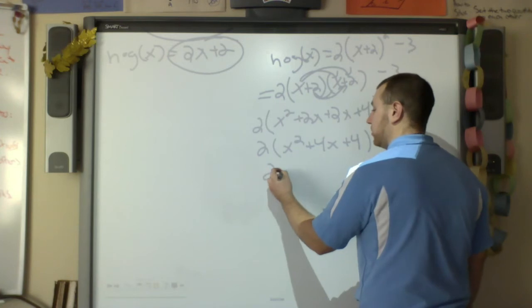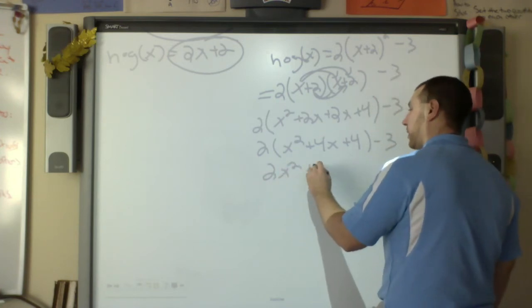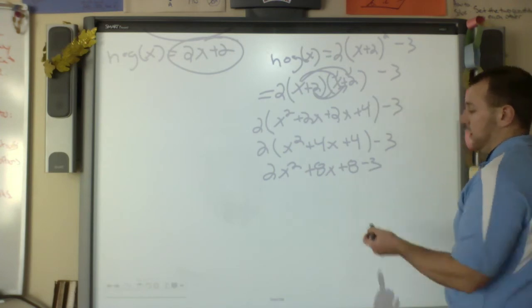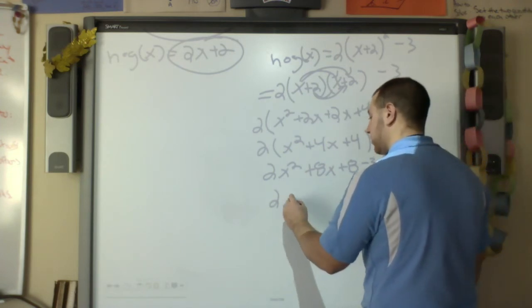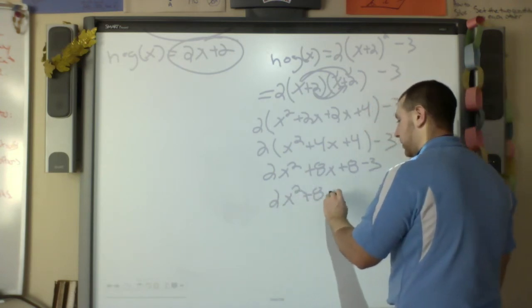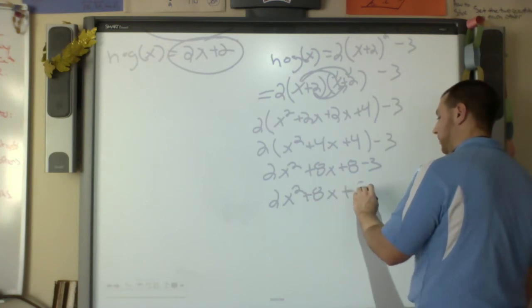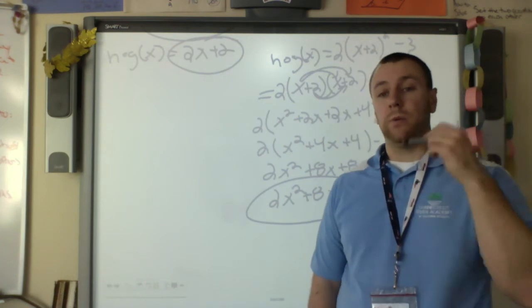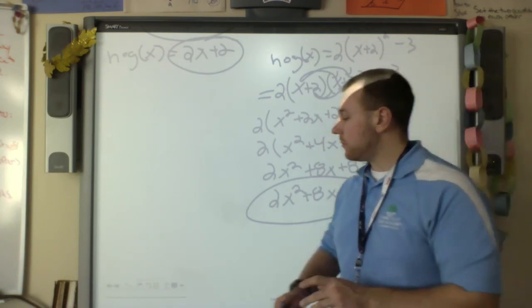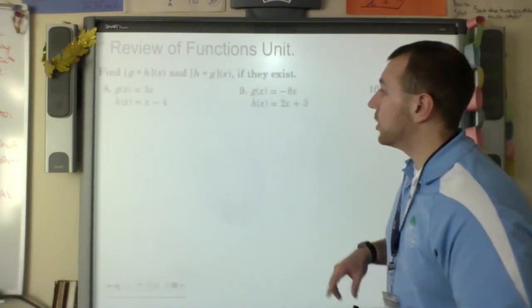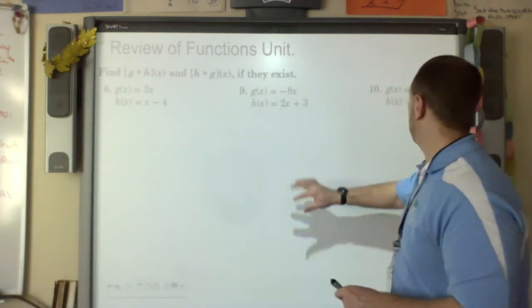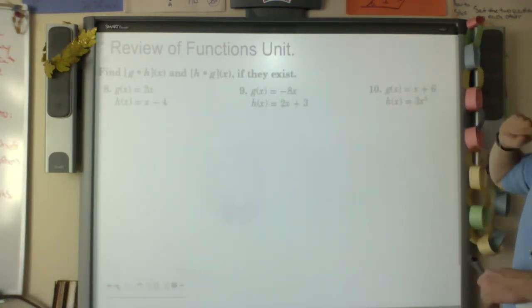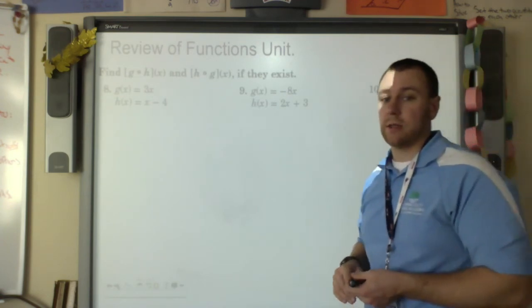Now that is that x plus 2 squared. So I can distribute 2x squared plus 8x plus 8 minus 3. I can combine those to 2x squared plus 8x plus 5. So that is my composition. And that only happens when it's squared. So it wouldn't happen here. It wouldn't happen here. It is going to happen in 10, where I have to square that x plus 6.